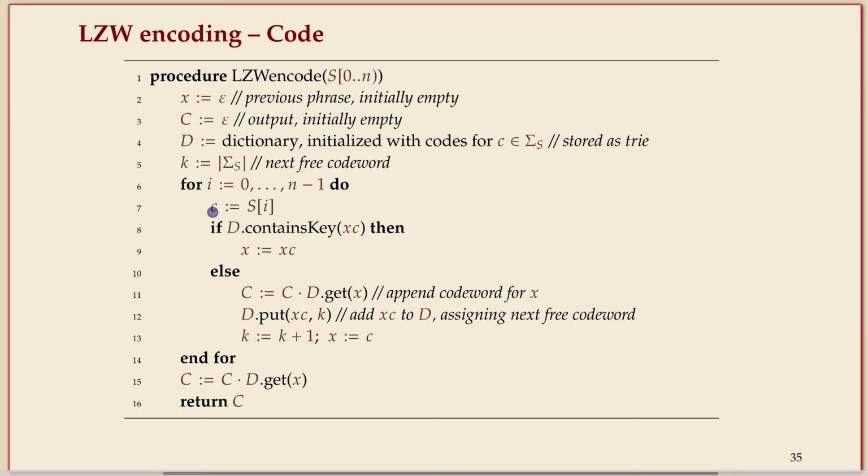is always the next character in the text. So XC is added, and we insert K as the value. That's the code word. Then we have to make K one bigger and reset X to just this single character. And so the code for this is relatively straightforward. We're just plugging in data structures to make it a bit faster.